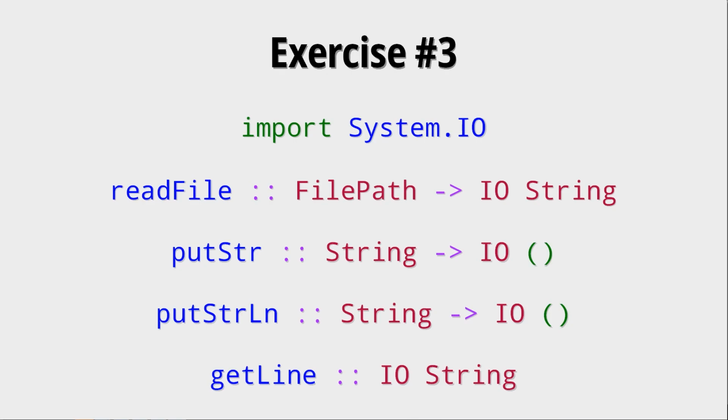readFile gets a relative file path. By the way, FilePath is just an alias for String. So this is nothing fancy. A FilePath really just is a String. You can check that in GHCi with :i FilePath. There it will tell you that FilePath is an alias. Okay, and readFile then returns an IO String that has the file contents within it. putStr and putStrLn, well, they put a string on standard output, and getLine gets a line from standard input.